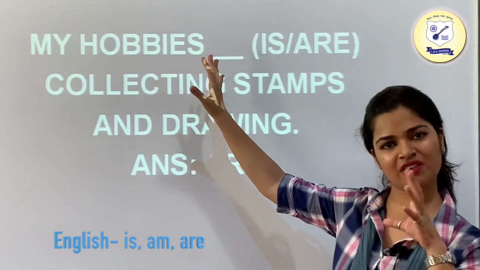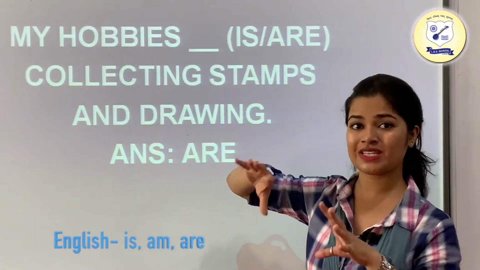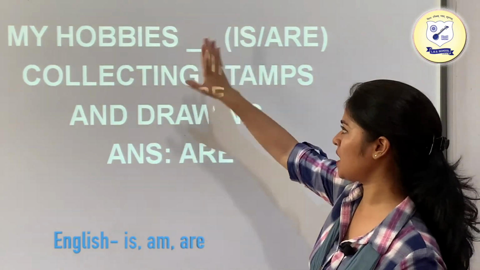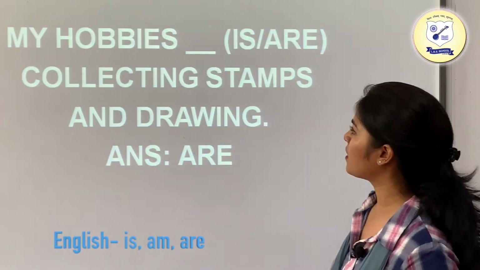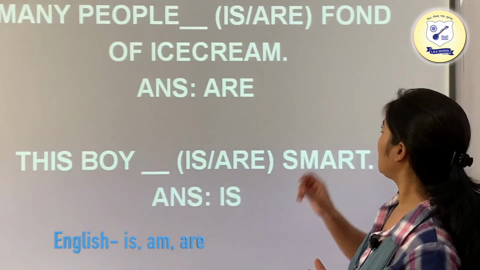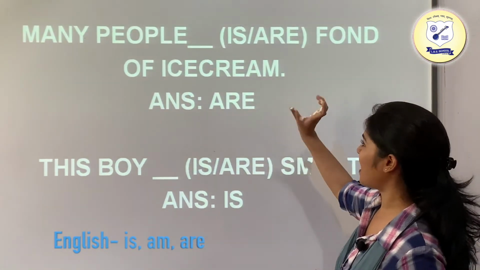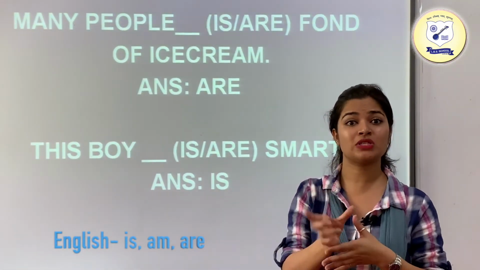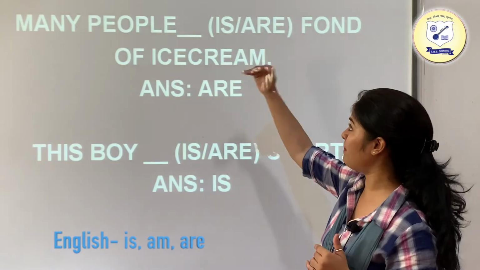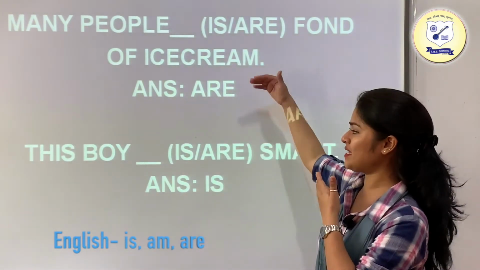Now our next example is "my hobbies". If you are talking about more than one hobby, then what we are going to use is "are". My hobbies are collecting stamps and drawing. Now, "many people dash fond of ice cream." Many people, like I am talking about more than one person, so what we are going to use is "are". So it should be: Many people are fond of ice cream.